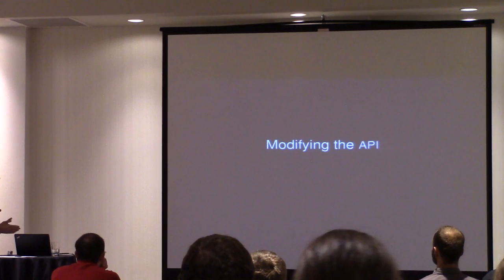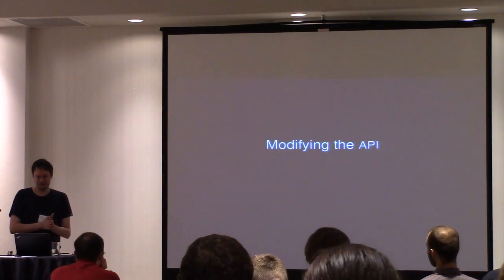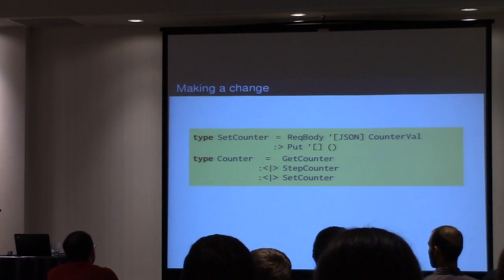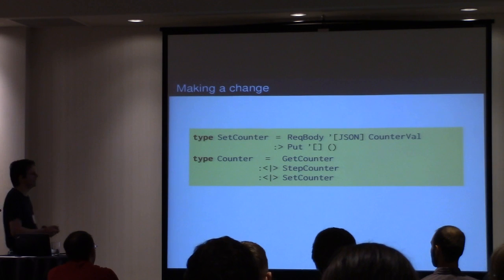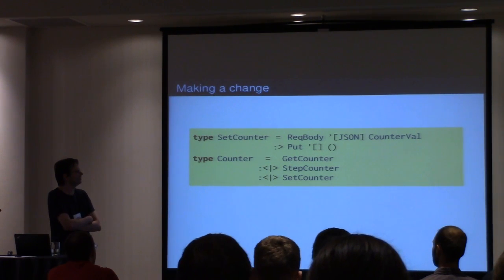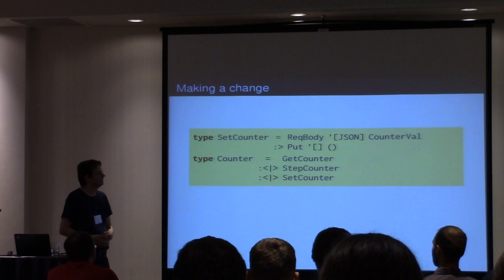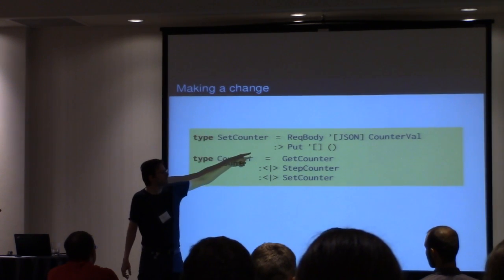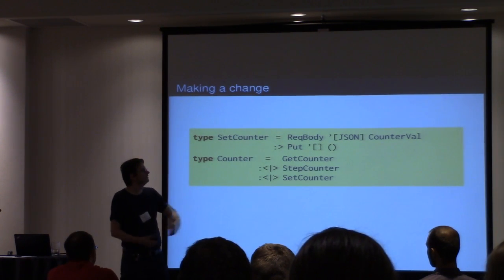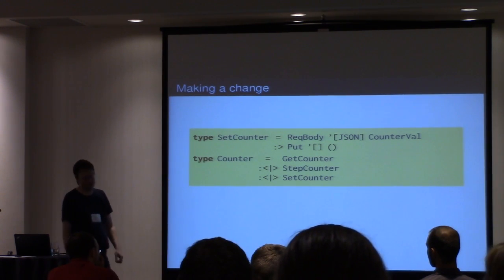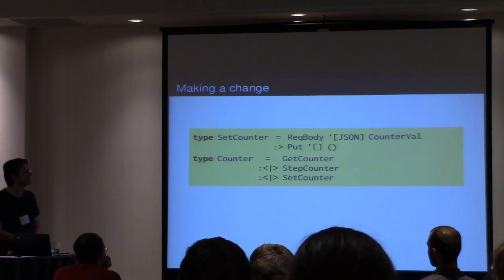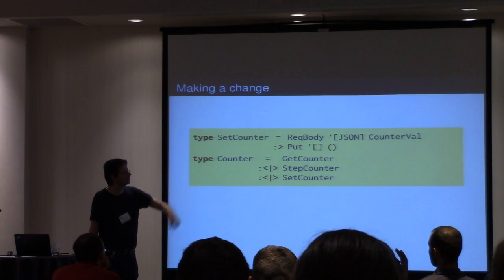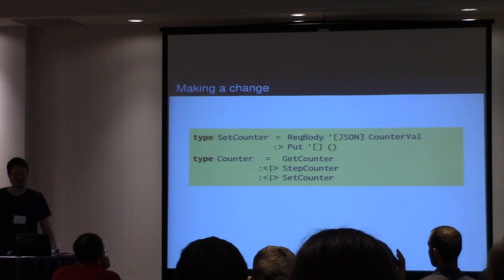Okay, so one more thing is if you modify the API, so if we assume that we are adding a third option, in this case, I'm adding a set counter method that works as a response to put requests on the root path, but requires a request body which contains a JSON encoded counter, and then we add set counter to the counter API.